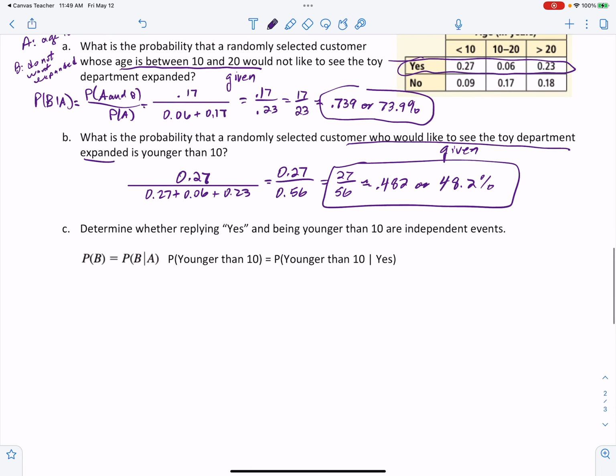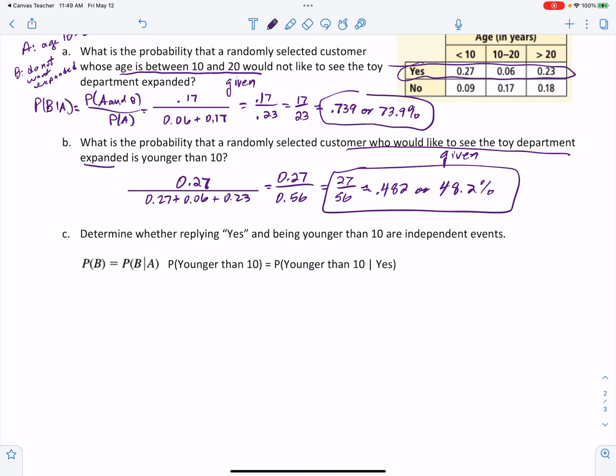All right, then determining whether replying yes and being younger than 10 are independent events. We are going to check to see if the probability of B is the same as the probability of B given that A has occurred. If these are equal, they will be independent, because this is saying, given that event A has occurred, the probability of B hasn't changed. So think through that again: if event A happens, the probability of B has not changed if these are equal. So this is a way to show they're independent.